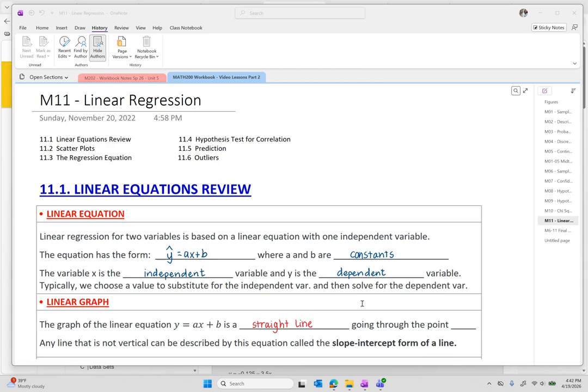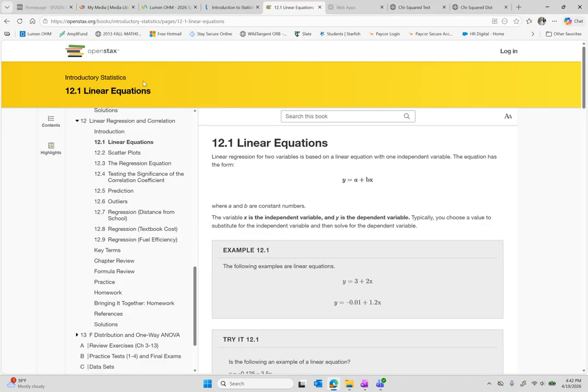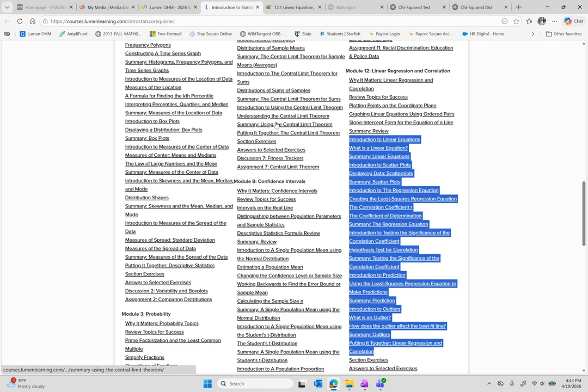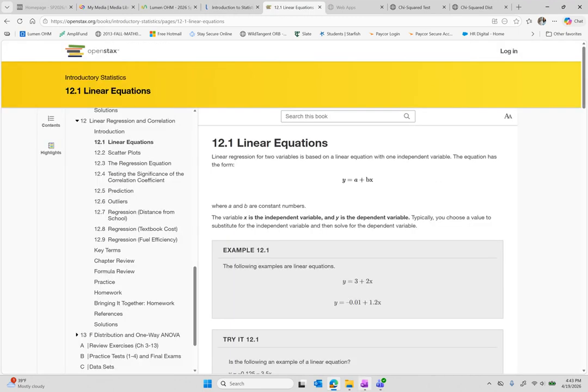The last chapter in our statistics OER course is Unit 11 for linear regression. In the Introductory Statistics by OpenStax, this is chapter 12, titled Linear Regression and Correlation, an Introduction. And in the Lumen Introductory Statistics Corequisite book, this is module 12 as well, linear regression and correlation.